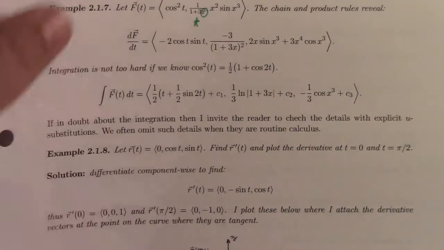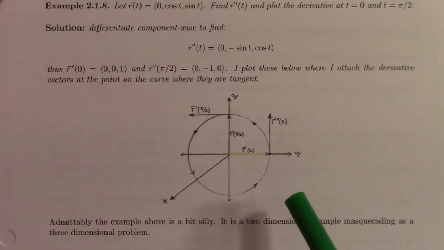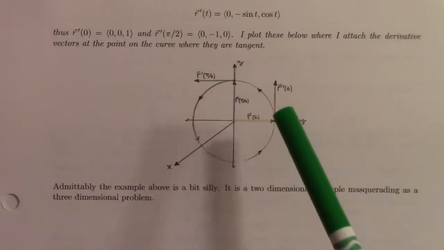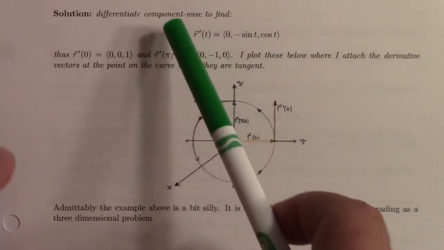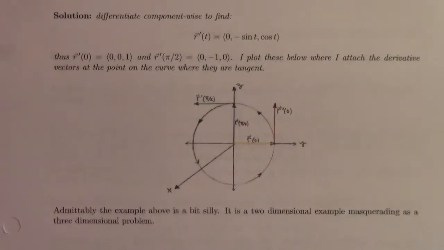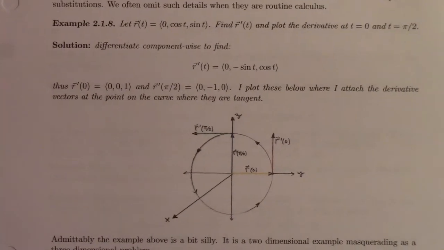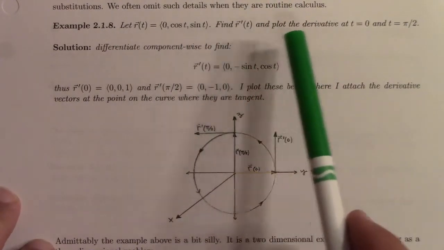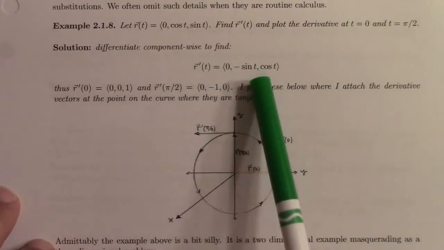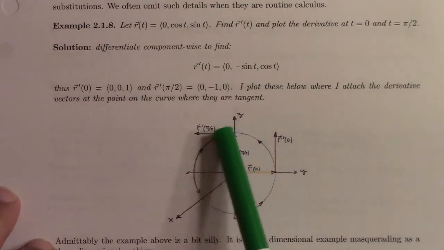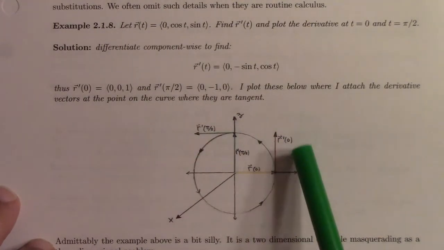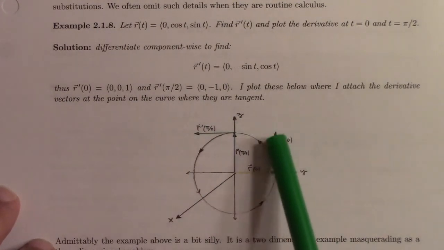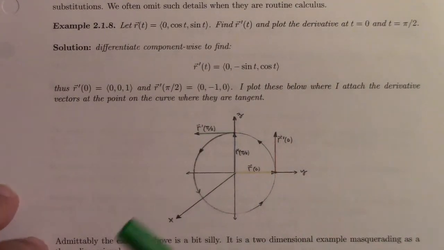Anyway, this one's kind of neat. Here I have 0, cosine t, sine t as my path, and then I differentiate it, and I get r prime as that. And what I've done here is I've pictured the circle as well as the velocity at different times, right? It's always going to be pointing tangent to the circle.